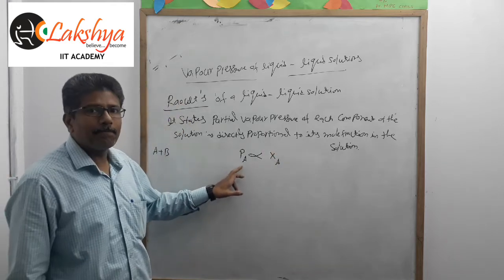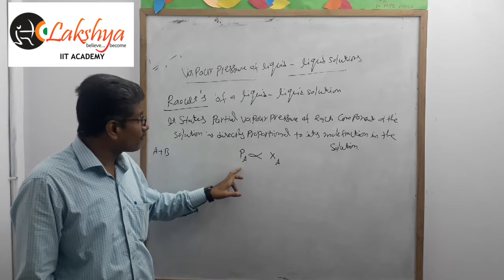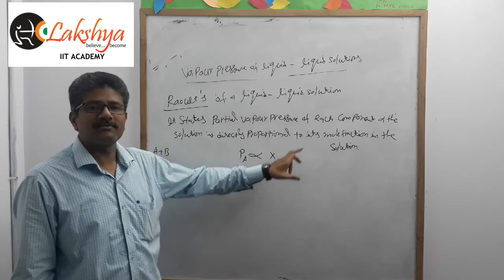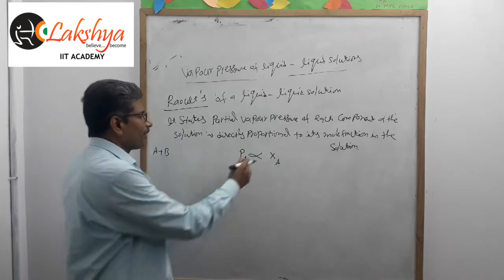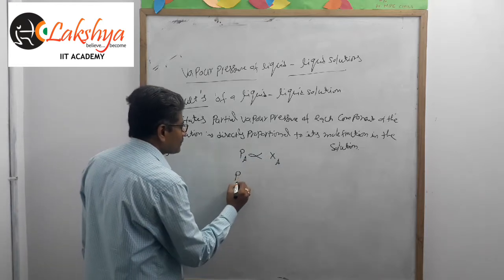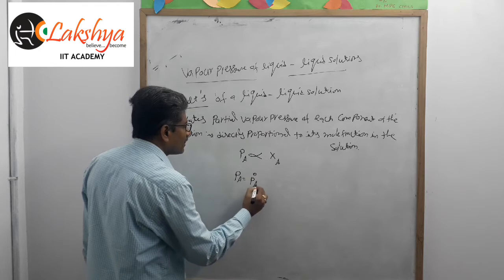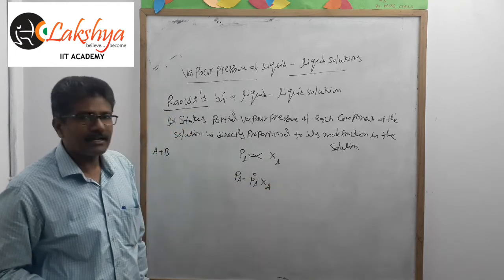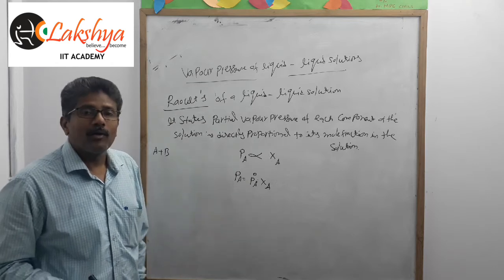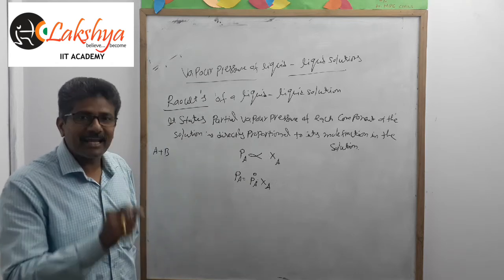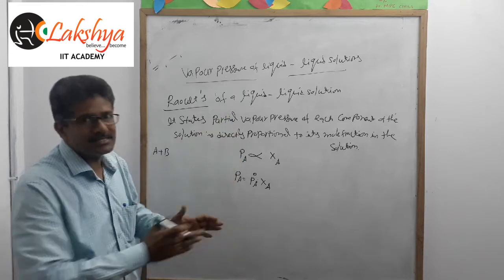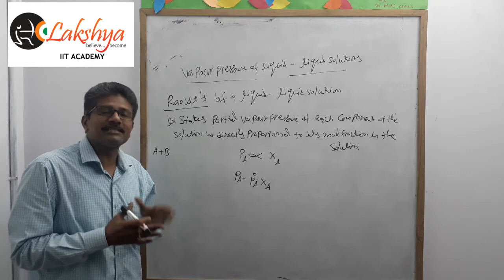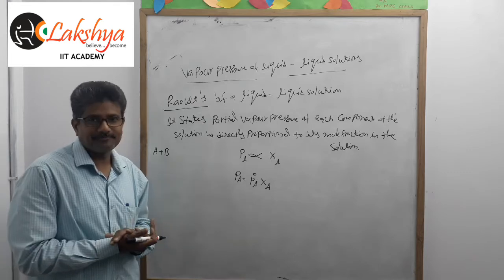What is meant by PA? PA is equal to the partial pressure of A over the solution. XA is equal to the mole fraction of A in the solution. By removing the proportionality constant, PA is equal to P naught A into XA. What is meant by P naught? The vapor pressure of pure A. If only liquid A is present, no B, what is the pressure exerted by A? That is called the vapor pressure of pure A.